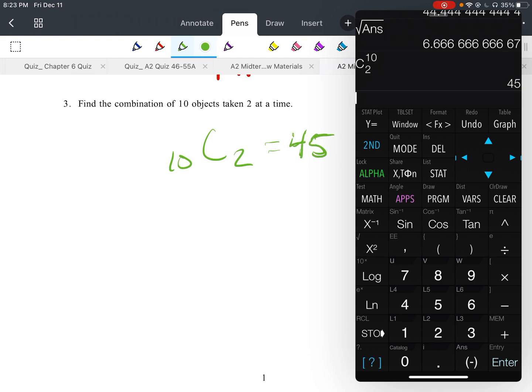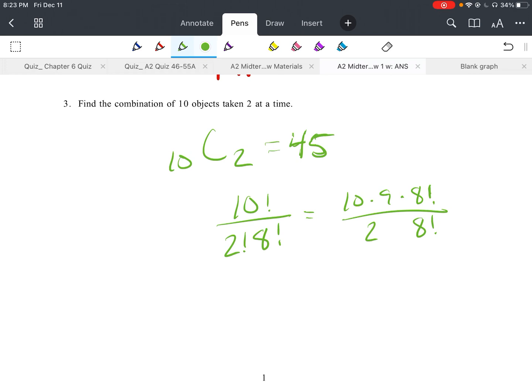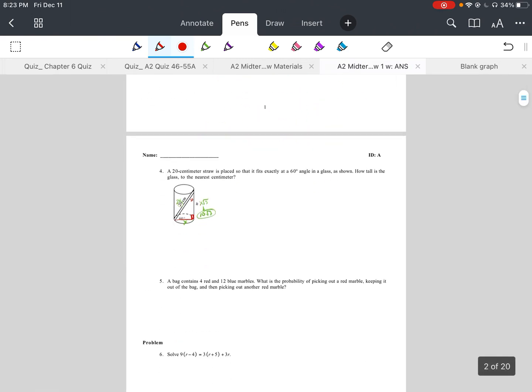Okay, and the formula is not bad either. That'd be 10 factorial over 10 minus 2 factorial, which would be 8 factorial, and 2 factorial. And when you write this out, this is 10 times 9 times 8 factorial. Just cut it off when you get to match the bottom. And then 2 factorial is just 2 times 1, so I'll just leave it like 2. And these 8 factorials will cancel. And so you get 10 times 9 is 90 divided by 2, 45. But calculators seem to do a pretty good job too.